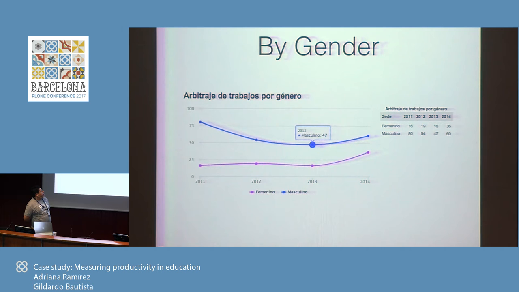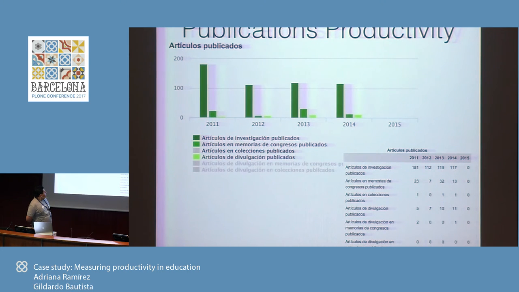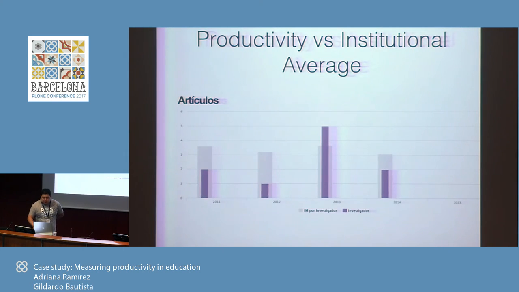We can also search that by gender. So we can see how women are producing compared to men. Those are factors that are important for the university. So we have that kind of comparisons. We can also have, for a certain type, for example articles, a comparison of how many publications they have, how many scientific publications, how many publications are in proceedings, how many articles they finished, how many they sent, how many are accepted but not yet published. Those kinds of small details we compare here. And then we can compare a particular user or researcher against the productivity of the whole institution.